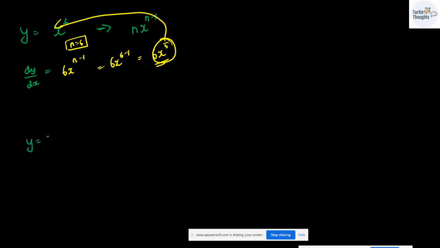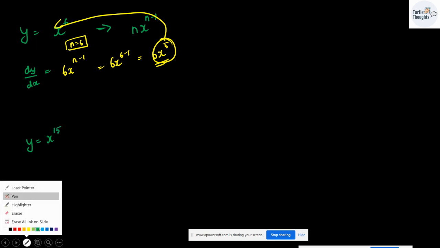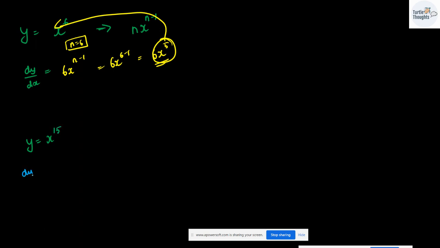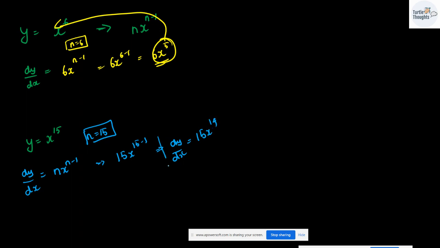If y is equal to x raised to the power 15, again I can use the same formula. Dy by dx is going to be n x to the n minus 1, where n is equal to 15. Substituting the same, I will be getting 15 x raised to the power 15 minus 1. The value of dy by dx is going to be 15 x raised to the power 14.